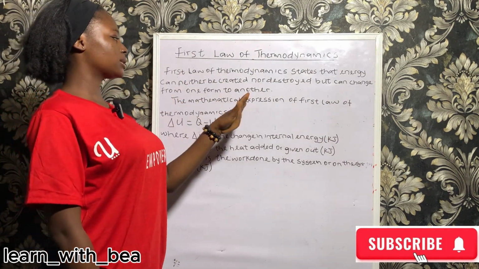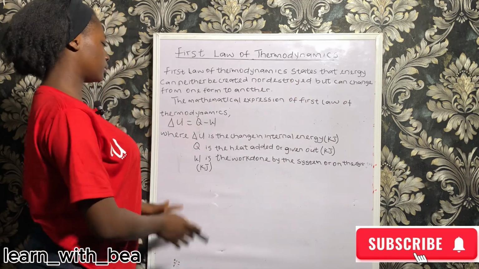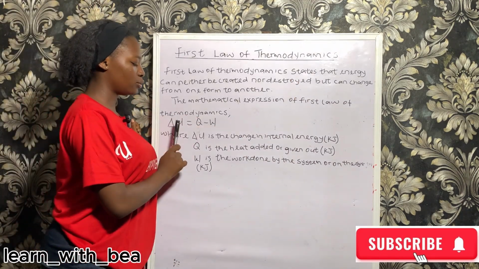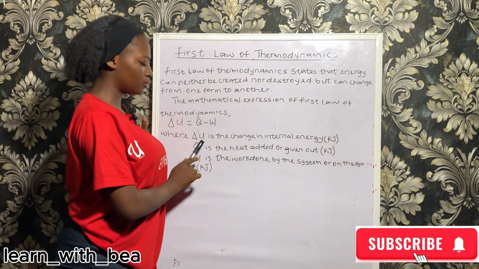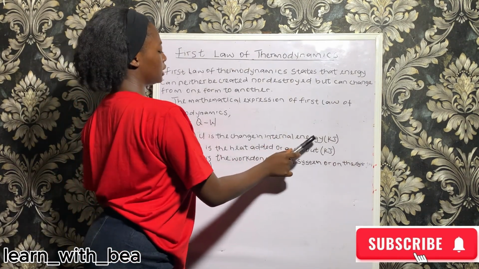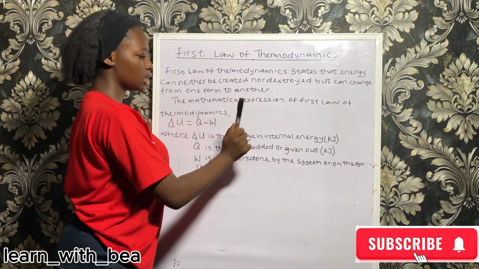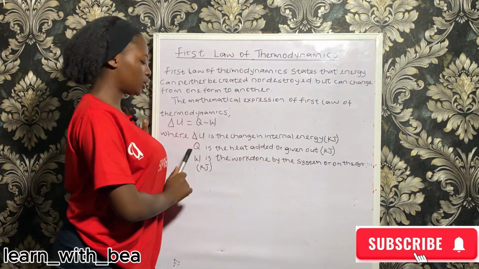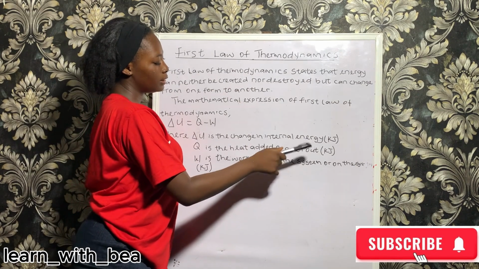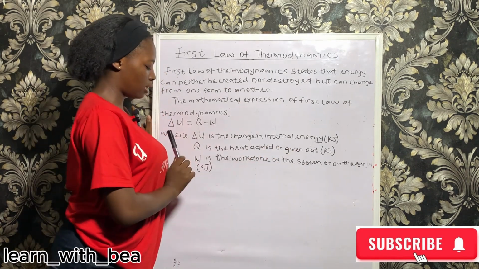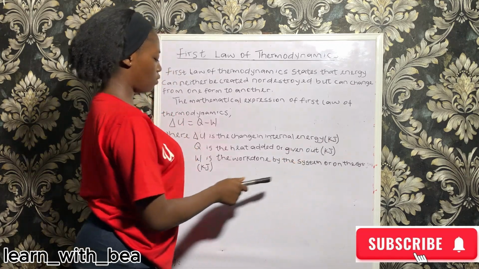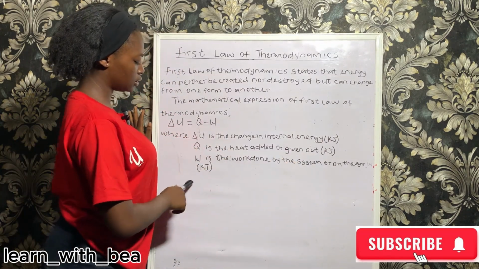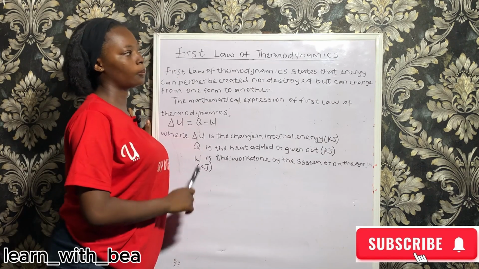So the mathematical expression of the first law of thermodynamics is delta U equals Q minus W. Our delta U is the change in internal energy, and the unit for calculating that is kilojoule. Our Q is the heat added or given out, also in kilojoule. And our W is the work done by the system or on the system, and that is also in kilojoule.